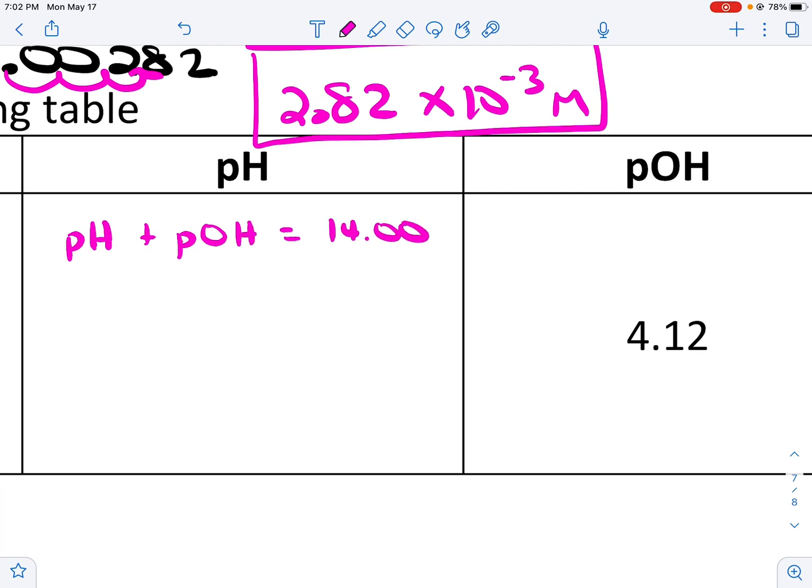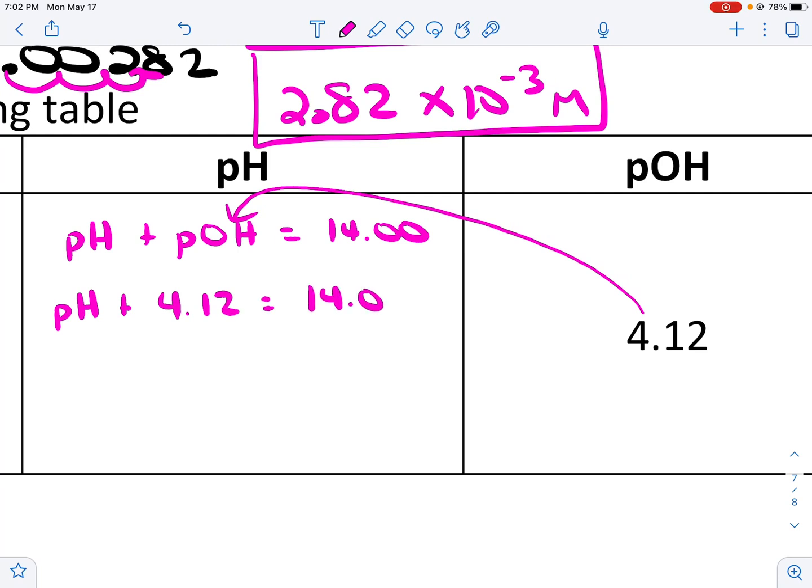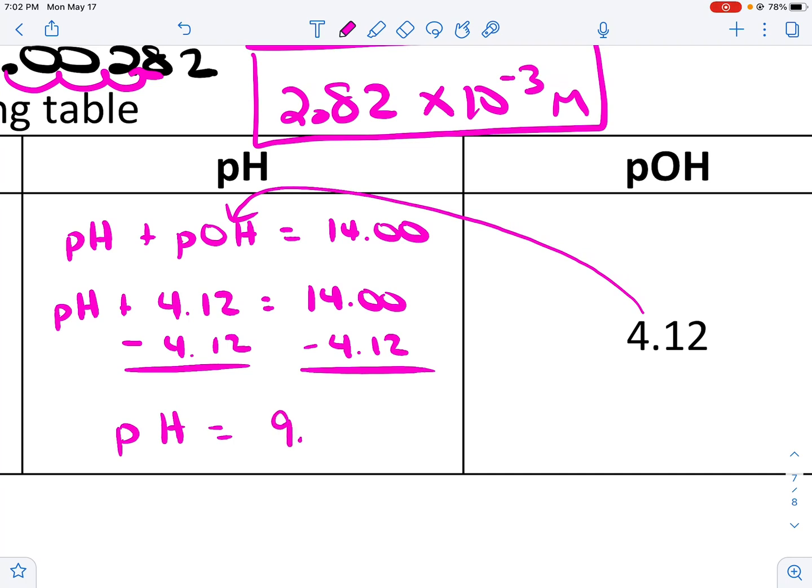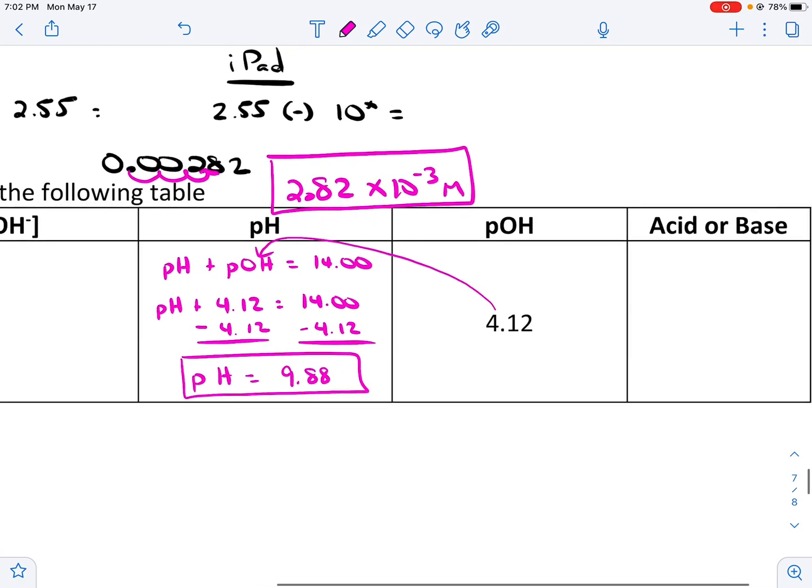So we can go ahead and plug this in for pOH. So we've got pH plus 4.12 is equal to 14. So subtract 4.12. Subtract 4.12. This is going to give us our pH. And we've got 14 minus 4.12. And our answer should be 9.88. So while we're right here, we can actually go ahead and figure out if it's an acid or a base. Since our pH is above 7, we're going to say this is a base.